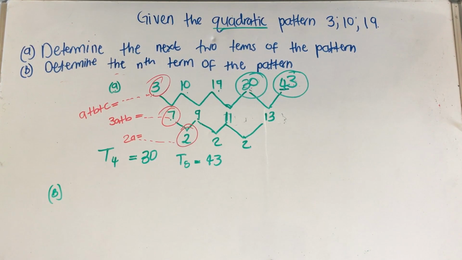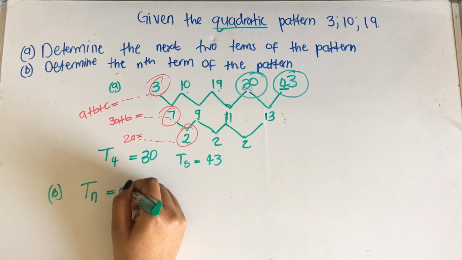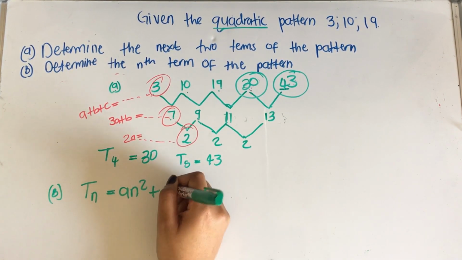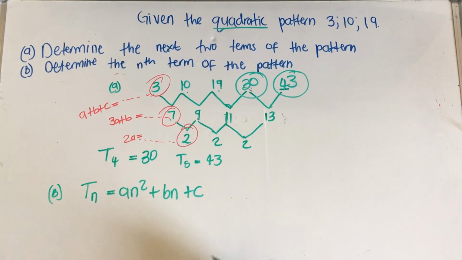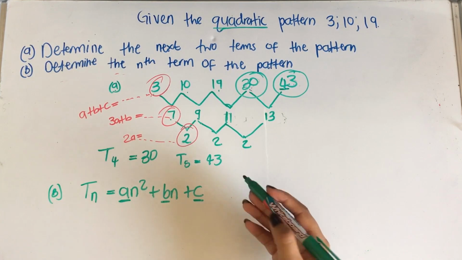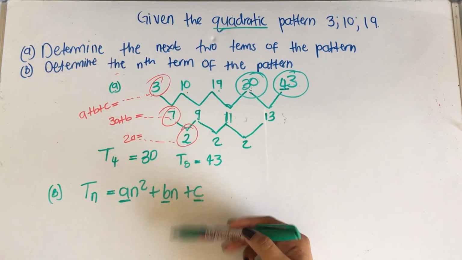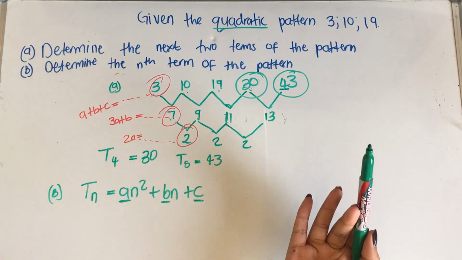Okay, so now we are set to determine the nth term of the pattern. So what they mean by the nth term of the pattern is basically this. Remember this formula, an squared plus bn plus c. So what they mean is you just need to find a, you need to find b, you need to find c. Then when you're done, you'll come back and plug it into this formula and get a formula that you can work with.